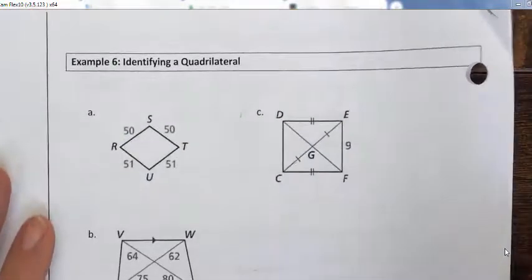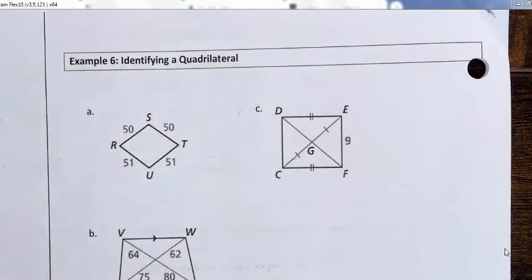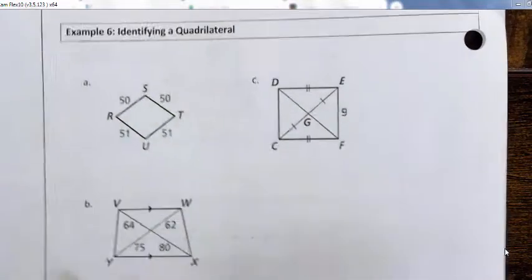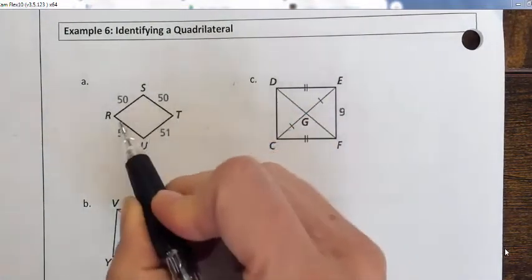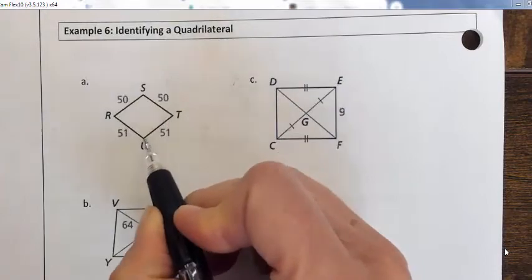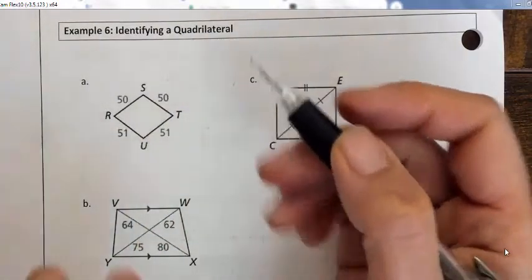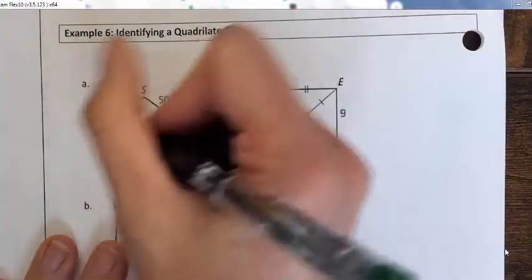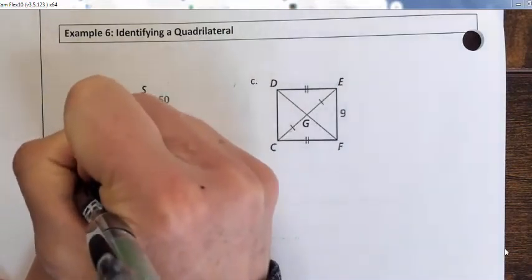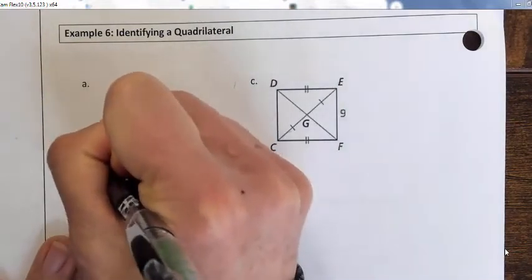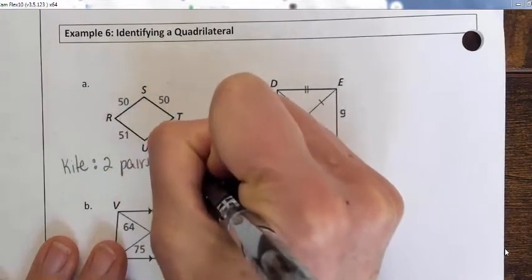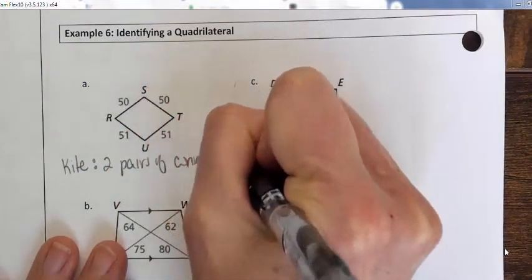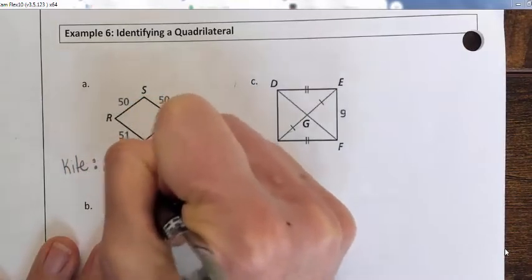All right, last example. We're going to identify the type of quadrilateral. Looking at A, I see that I have two pairs of consecutive sides that are congruent. Well, that was a kite, right? We just learned that. So this is a kite. There are two pairs of consecutive congruent sides.